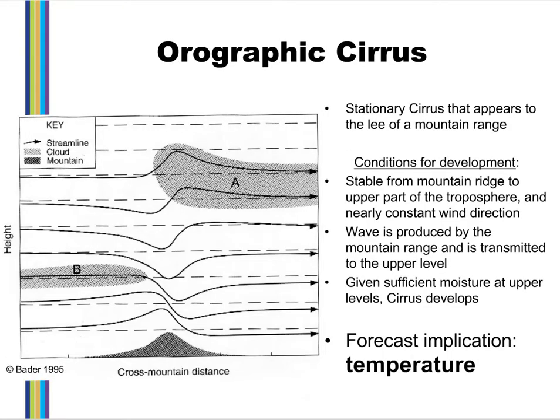The mountain wave clouds or orographic cirrus that we'll be discussing are stationary cirrus that develop to the lee of a mountain range. Under the condition that a stable layer exists from the mountain ridge to the upper part of the troposphere, and wind direction is nearly constant, a wave is produced by the mountain ridge and is transmitted to upper levels. If sufficient moisture exists at upper levels, these orographic cirrus or mountain wave clouds will develop. These are important to account for in your forecast because they can play a significant role in temperature.